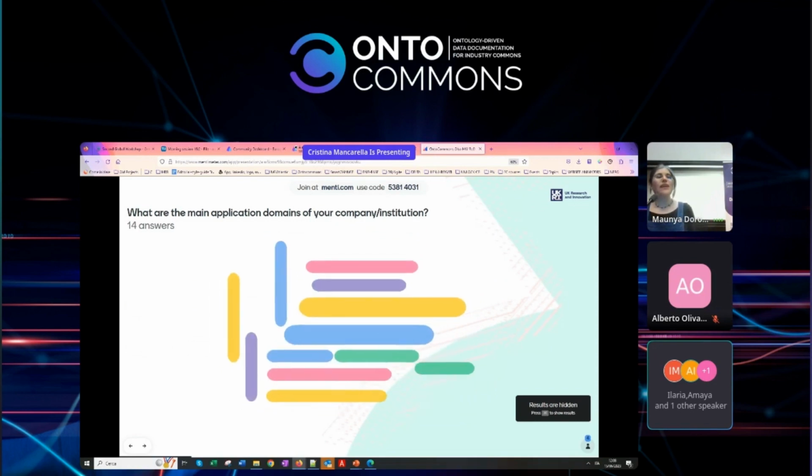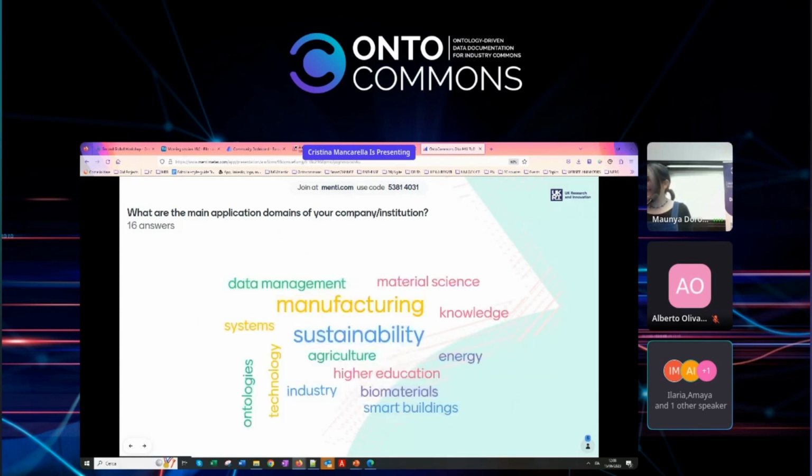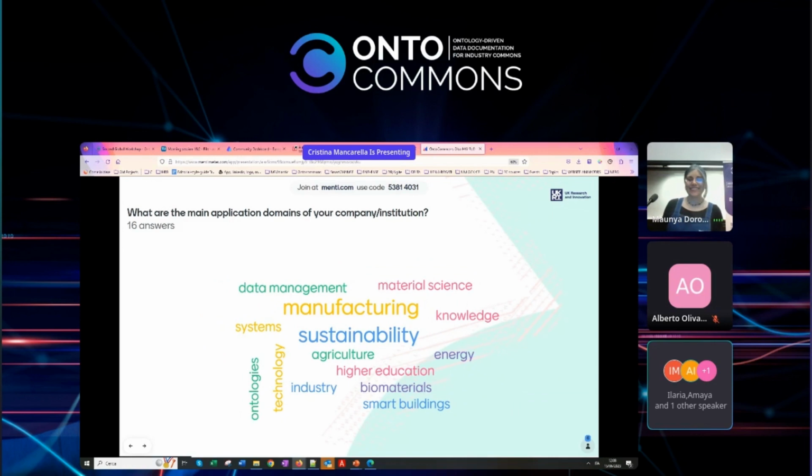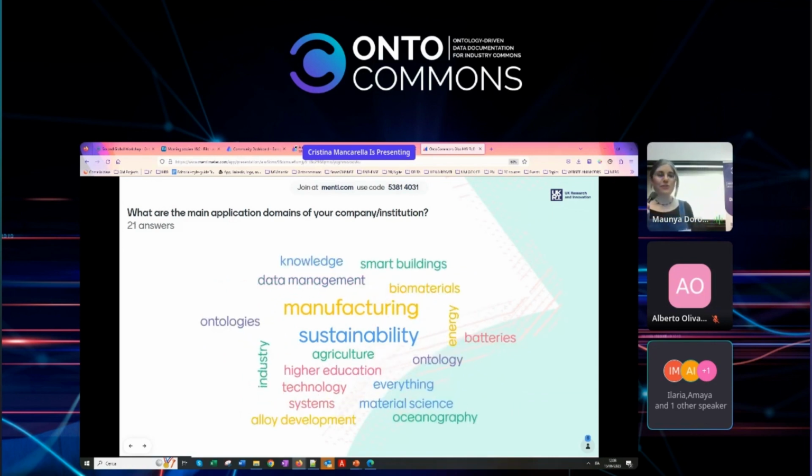Doesn't really show the text. Yeah, it's hidden, not to influence the others. Which in this case is fine, you shouldn't be influenced.